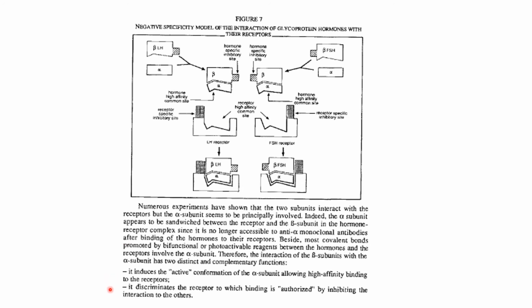Number two, why do we need alpha and beta bound together? Well, the second reason is beta discriminates the receptor to which binding is authorized by inhibiting the interaction to other receptors. Okay? So that's why if we stuck a beta LH onto an alpha FSH, it would still bind to an LH receptor. And that's why if we stuck a beta FSH onto an alpha LH, it would still bind to the FSH receptor. So that's what I mean by specificity.